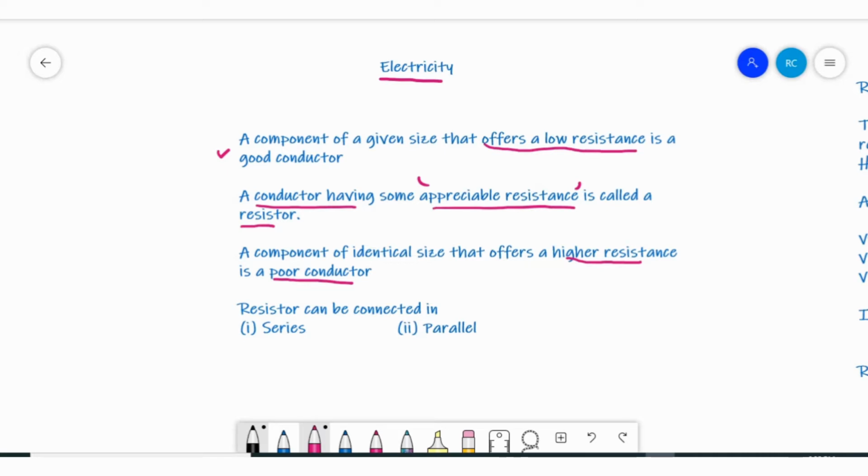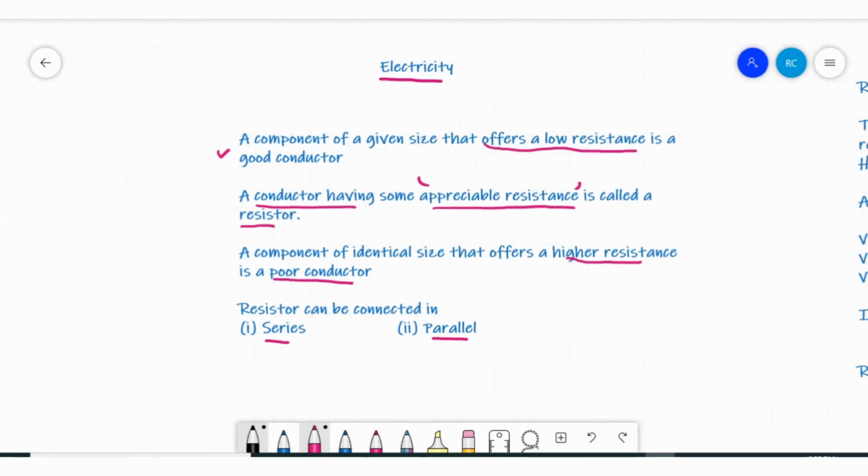Now we will be looking into the connection of resistors. How can we connect the resistors? Resistors can be connected in two ways. One is series and the other one is parallel. Today we are going to discuss resistors in series.